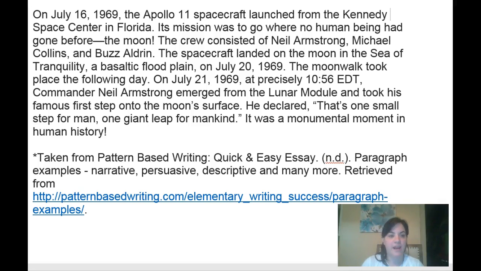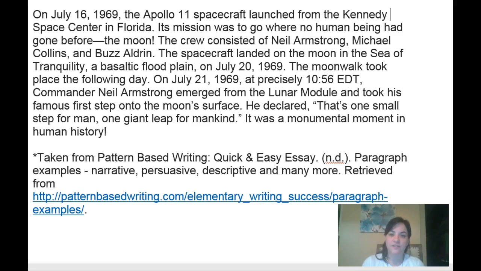So here's the paragraph. On July 16, 1969, the Apollo 11 spacecraft launched from the Kennedy Space Center in Florida. Its mission was to go where no human being had gone before, the moon. The crew consisted of Neil Armstrong, Michael Collins, and Buzz Aldrin. The spacecraft landed on the moon in the Sea of Tranquility, a basaltic floodplain, on July 20th, 1969. The moonwalk took place the following day.